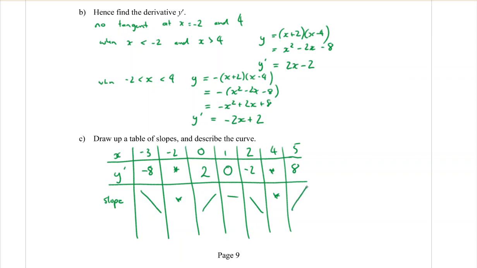So we have found that there is a maximum. Well, we saw that from our diagram, but we've now got it shown in our table as well, that there is a maximum turning point at x equals 1 and what was the y value? 9? Yeah.